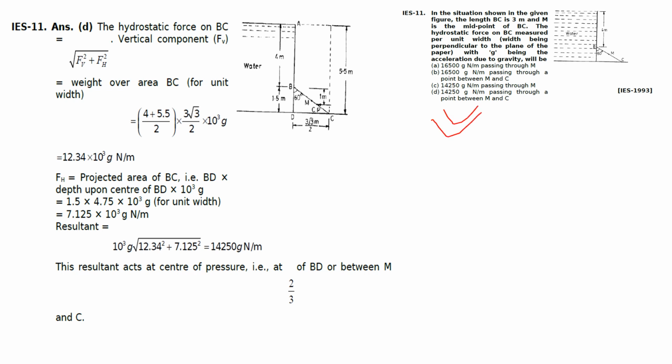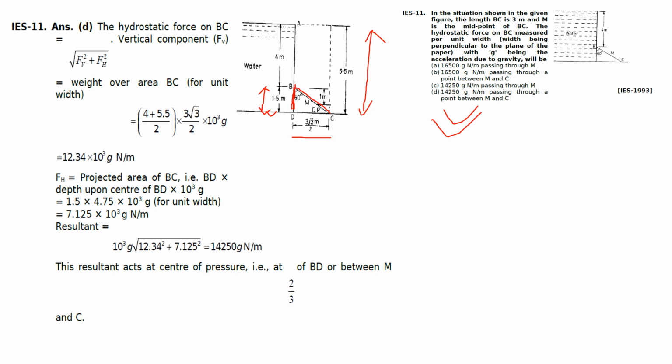I have put it again here. This BC is given 3, so we can get this length, which will be 1.5. So this total will be 5.5, because 4 plus 1.5. Similarly we'll get this also.